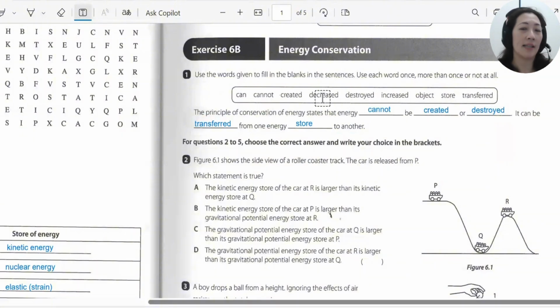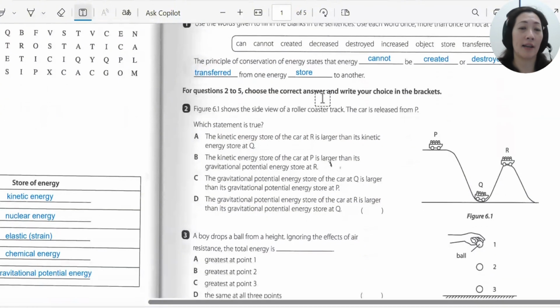Now let's get to the application question. For questions 2 to 5, choose the correct answer and write your choice in the brackets. Figure 6.1 shows the side view of a roller coaster track. The car is released from P. So what's happening in this diagram? You can see it starts at P. P is at a greater height compared to Q and R. That means at point P, the car with its occupants have the greatest gravitational potential energy.